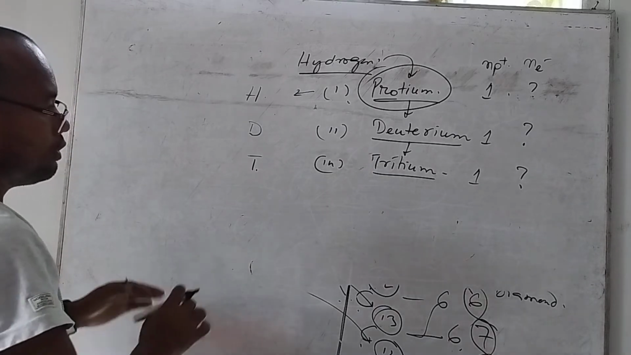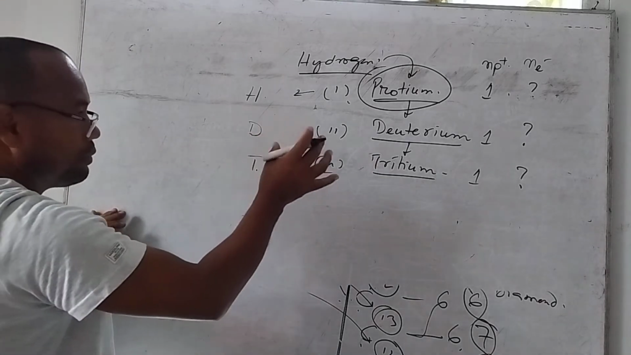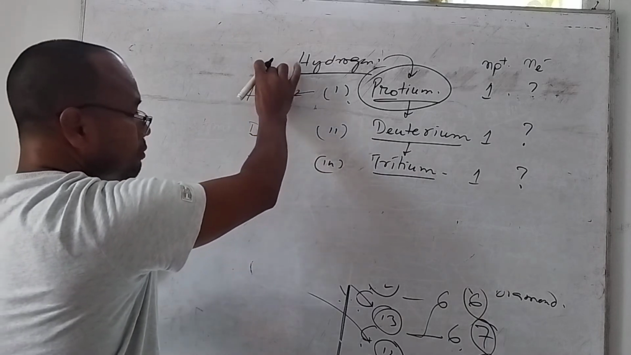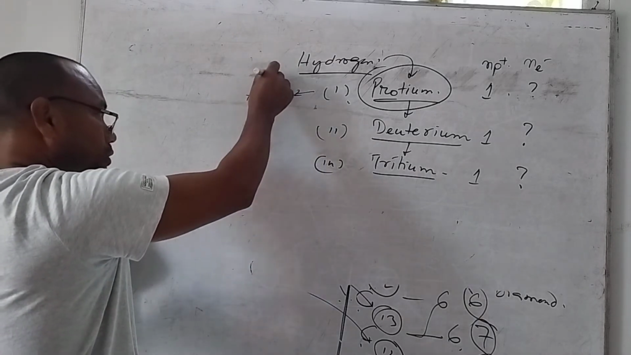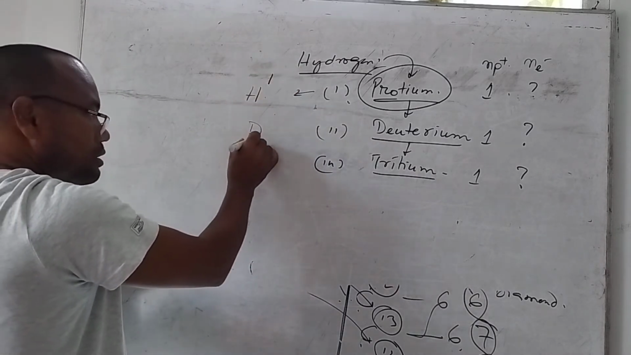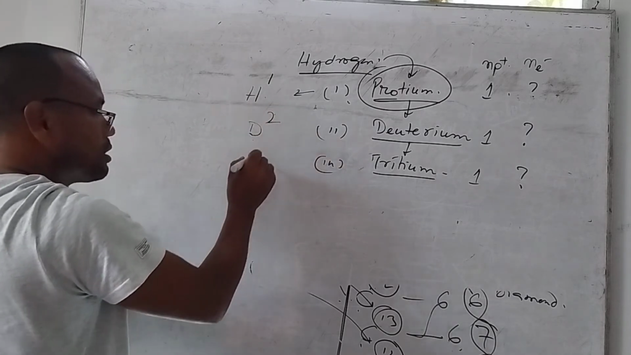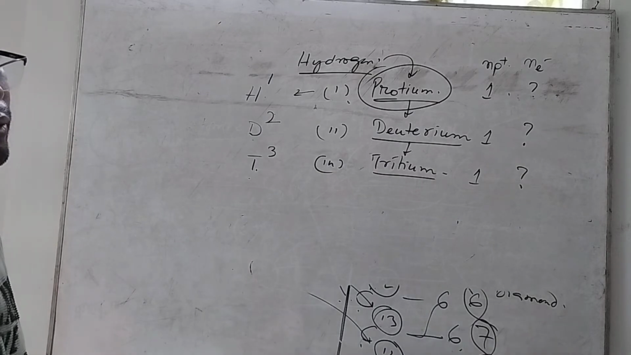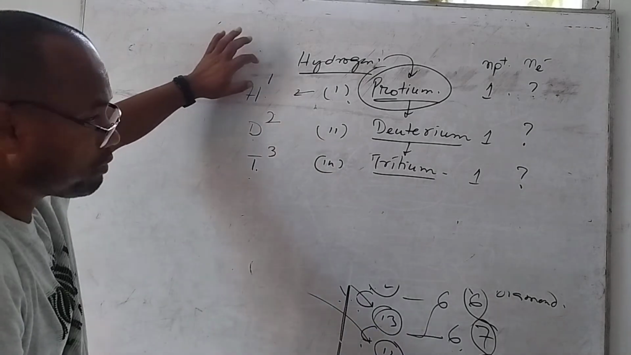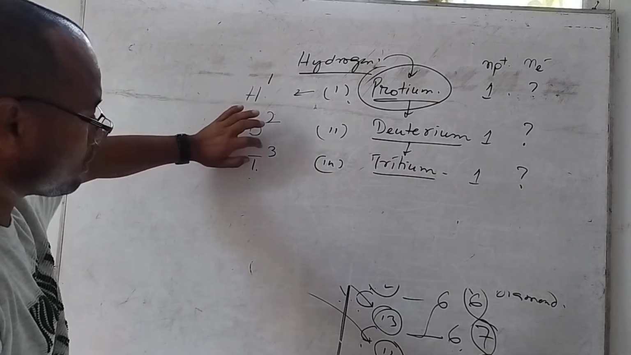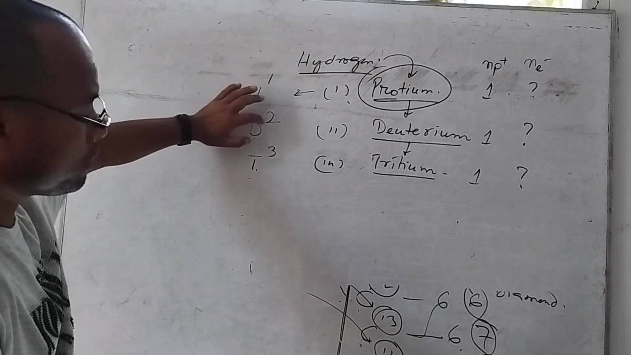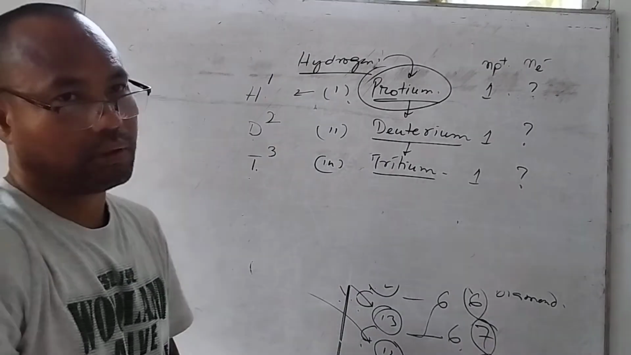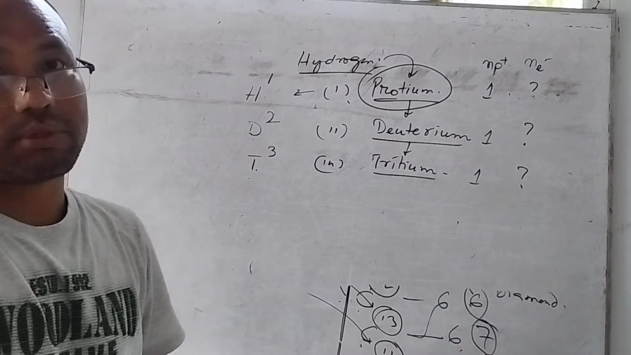When we find the number of neutrons, we write here the mass number. What is the mass number of hydrogen here? 1. The mass number of deuterium is 2. What is the mass number of this one? 3. That means we have three hydrogen atoms: hydrogen 1, hydrogen 2, hydrogen 3. These 1, 2, 3 are the mass numbers of the hydrogen atoms respectively.